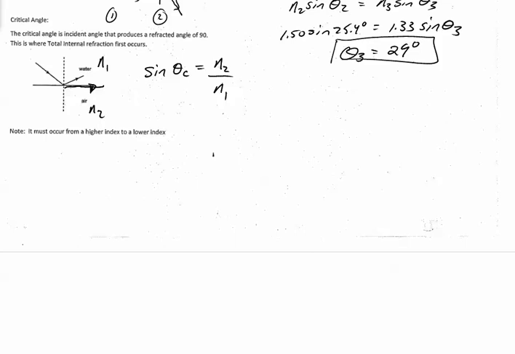Now for this to work, it must travel from a higher index into a lower index. So something more dense into something less dense. So we're going to write that as n1 must be greater than n2. And so that's that right there. So now we have a formula to calculate the critical angle for various things.